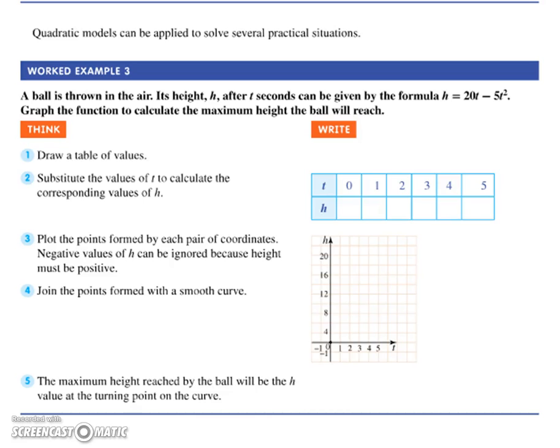Okay, enough about fairy floss. Quadratics are used to apply several practical solutions too. A ball is thrown in the air. Its height, h.